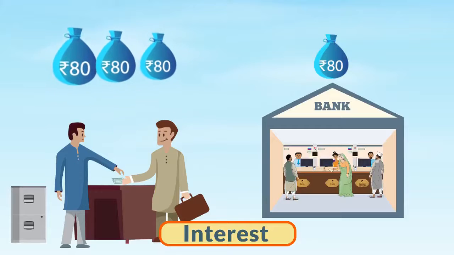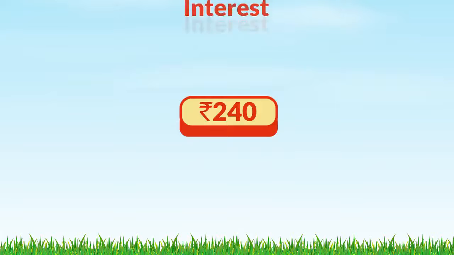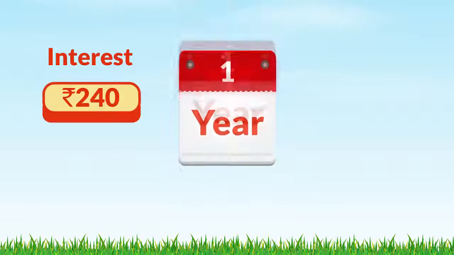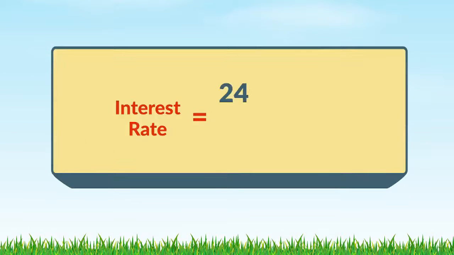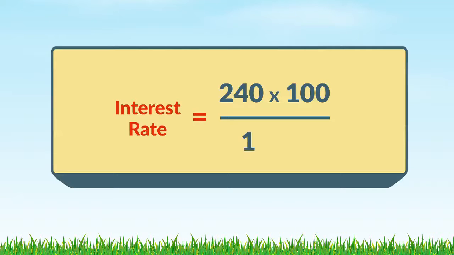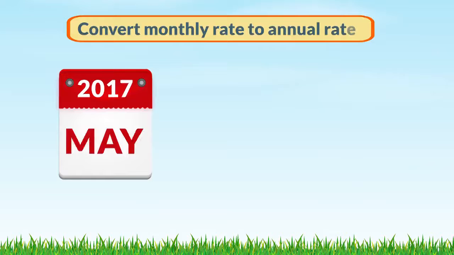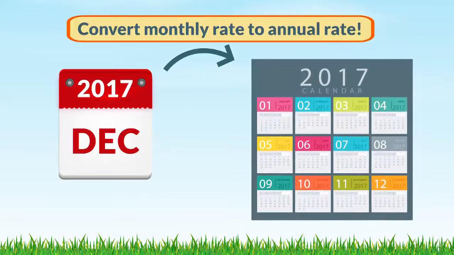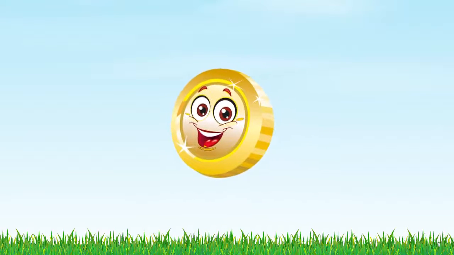Yes, Vijay, it doesn't. Let us look at it the other way. If 240 rupees is interest, time is 1 year, and money borrowed is 1,000 rupees, then interest rate is equal to 240 multiplied by 100 divided by 1,000, which is equal to 24% per annum. Oh no! The moneylender is cheating me then. This means that monthly interest has to be converted to annual interest rate before deciding which loan is actually cheaper. Right. Monthly interests are misleading.